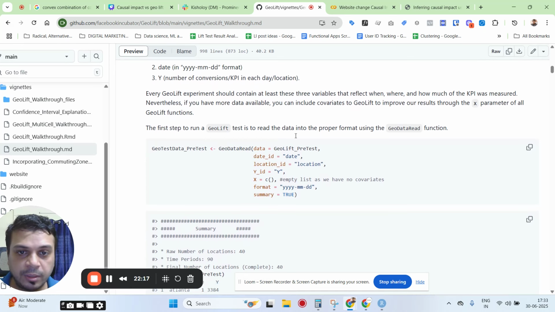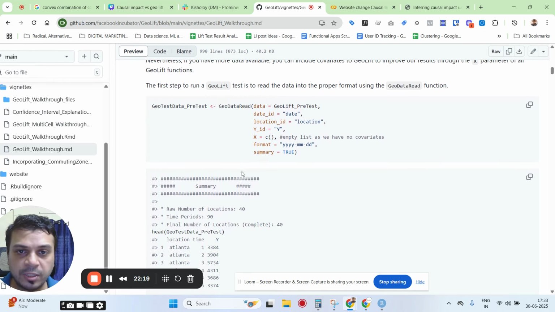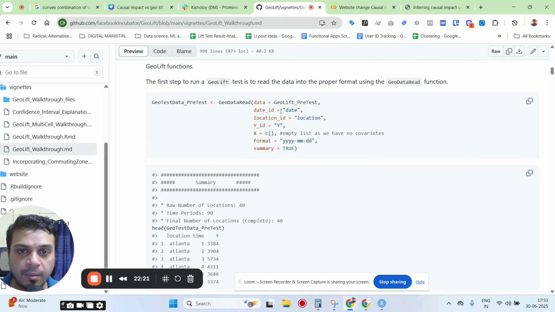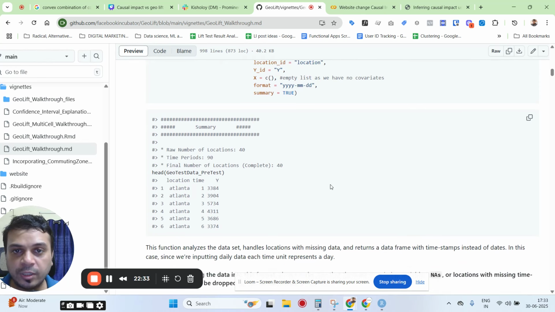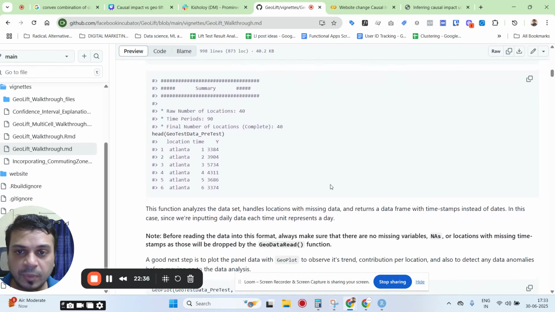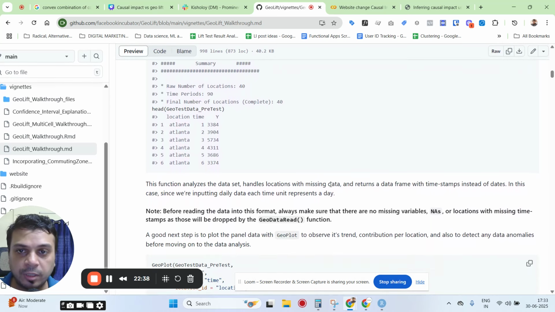So that's where the data has been predefined by the system. Here you provide the date ID, which gives you the column for the date, and then you have the locations of the geos, and basically the Y ID. These are values that you have to provide to the system, and then you can identify the right columns for the analysis. The head gives you the first few rows here.